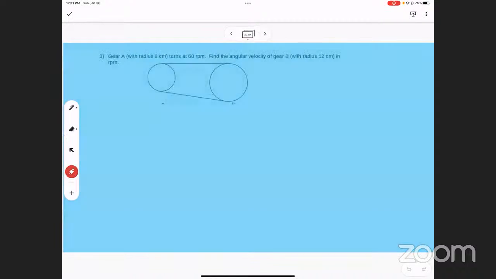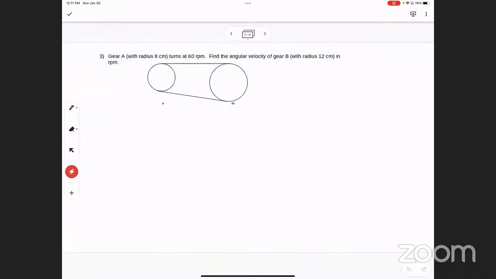All right, next, here we go. This is what I was looking at for those formulas. A gear with radius 8 centimeters turns at 60 revolutions per minute. So RPM means revolutions per minute. Find the angular velocity of gear B with radius 12 in revolutions per minute. So the idea is that the linear velocities are going to be the same. That's kind of the main concept. The linear velocity is equal to the linear velocity.